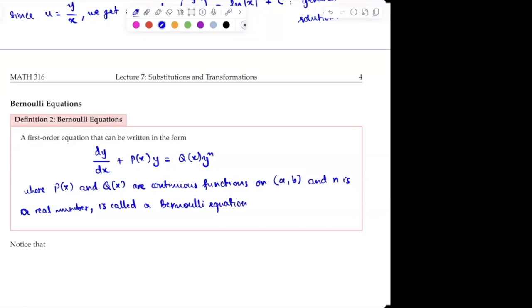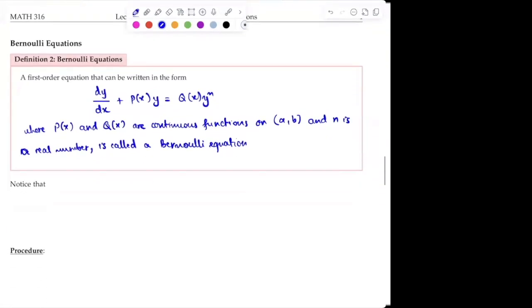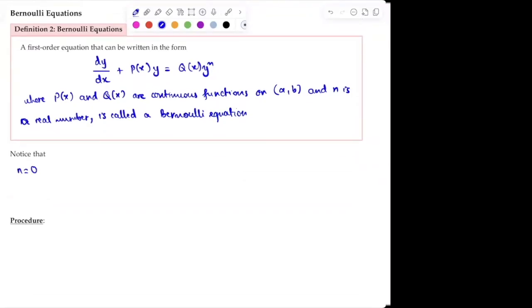Okay, so I mentioned earlier that this equation looks very much the same as the one where you can use an integrating factor method. Right? So you also need to notice the cases when n equals 0 and when n equals 1. When n equals 0, you have dy/dx plus p of x times y equals q of x. You can just use an integrating factor.